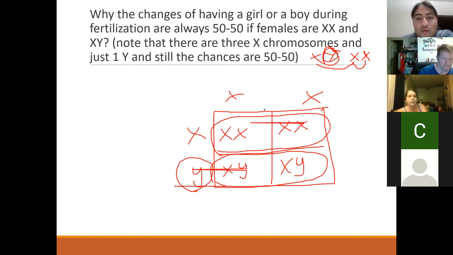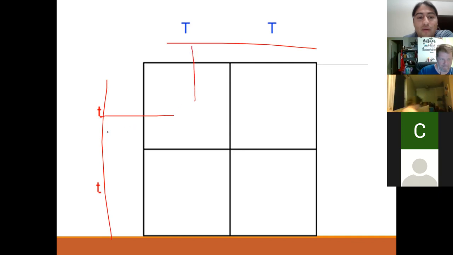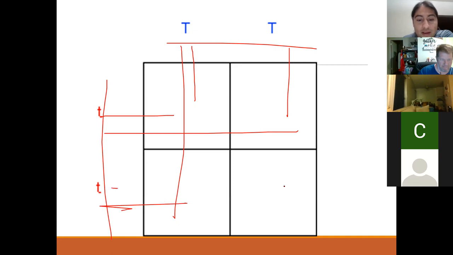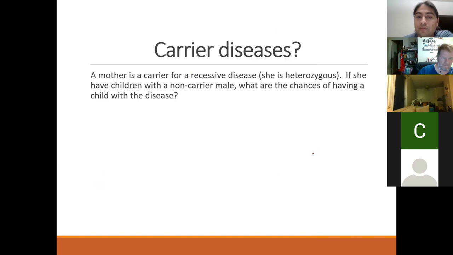All right, so let's move to the next one. And don't forget, when you're doing Punnett squares, one side, then the other side, and they have to match in every single one, this and this, this and this, and then last this and this, and then you can make your probabilities. Each square is equal to 25%. Homozygous dominant are capital letters. Homozygous recessive are lowercase, and heterozygous is one capital, one lowercase.